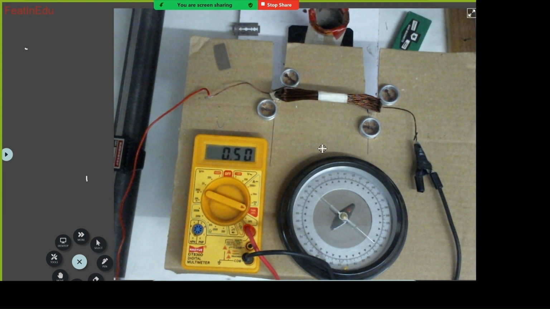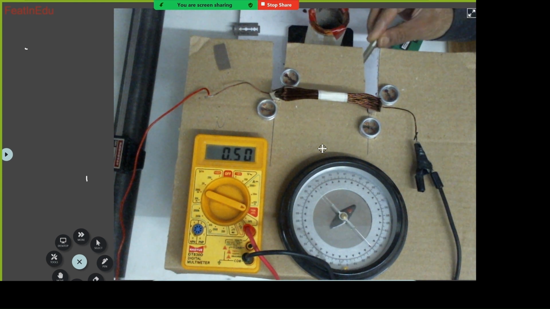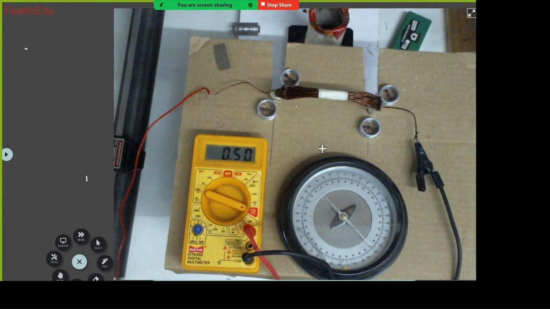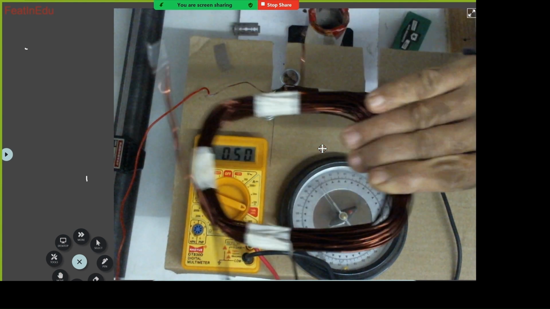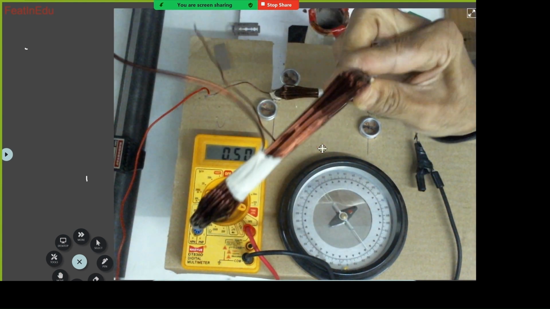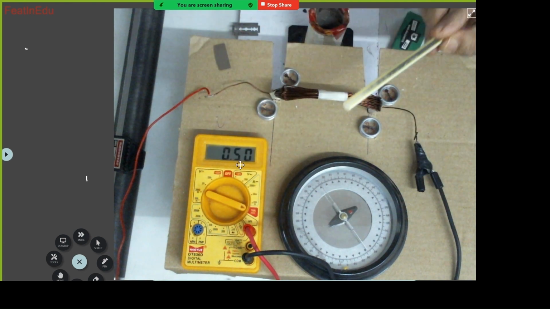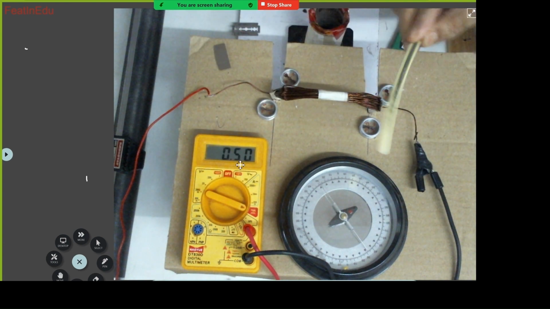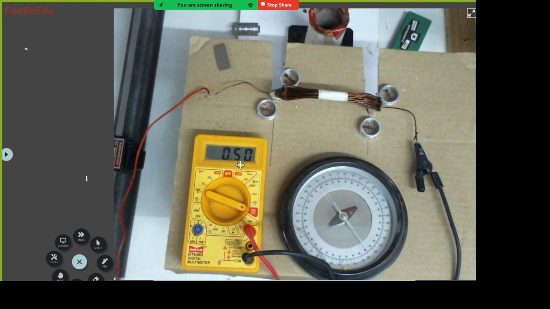So you can see here that I have got a coil of wire here. Okay, so this is the coil of wire. I have taken copper wire and I have made it into a coil like this, which has got 50 turns. This needle has turned like this. So that means there must be one more magnetic field which is influencing it.